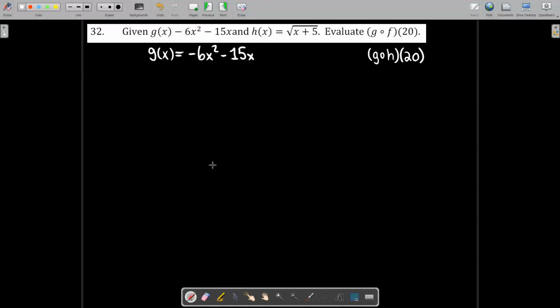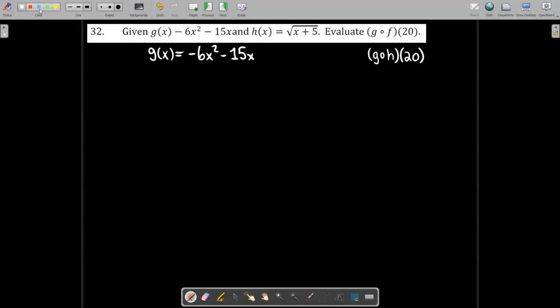Number 32. This one has a couple typos. It says given, and this should say g of x equals negative 6x squared minus 15x, and h of x equals the square root of x plus 5. Evaluate g of what should say g of h of 20.